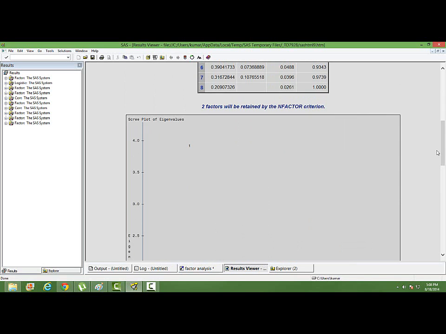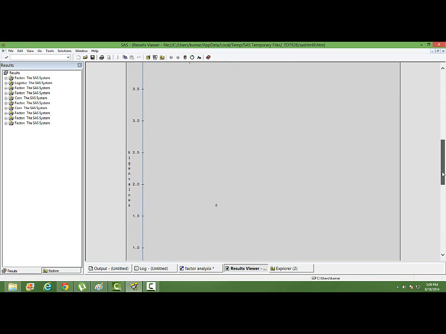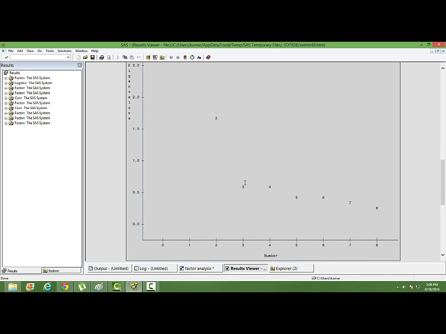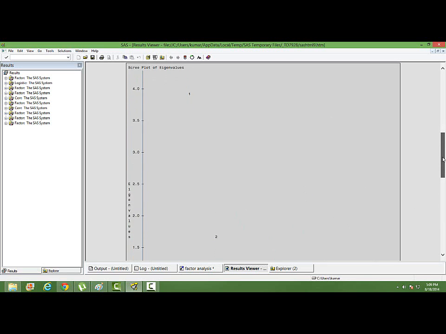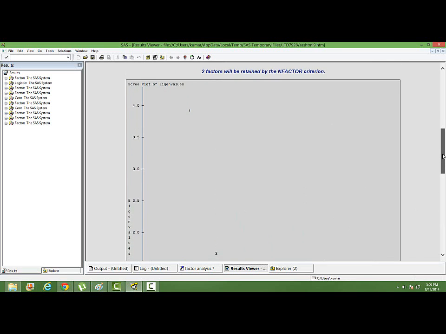SAS suggests that we should be using 2 factors, but we are not sure of it, because it's an algorithm at the end of the day. How do we select the number of factors to be retained? Look at this plot. It keeps decreasing, then it becomes flat, right? So there is an elbow-like structure in this plot.